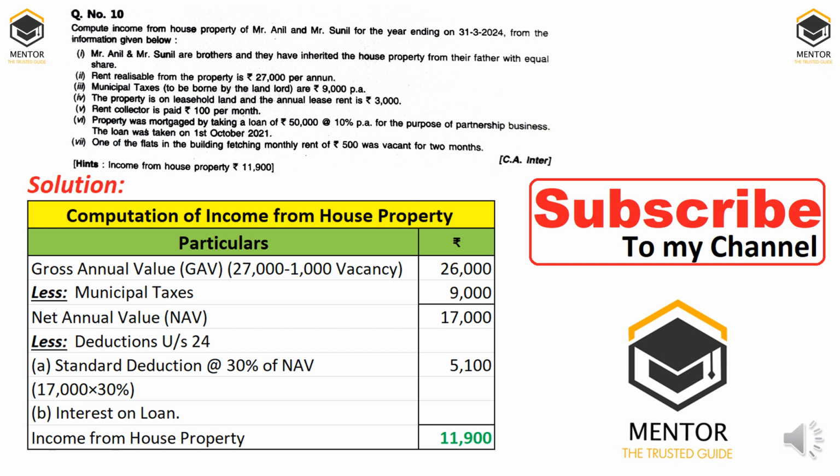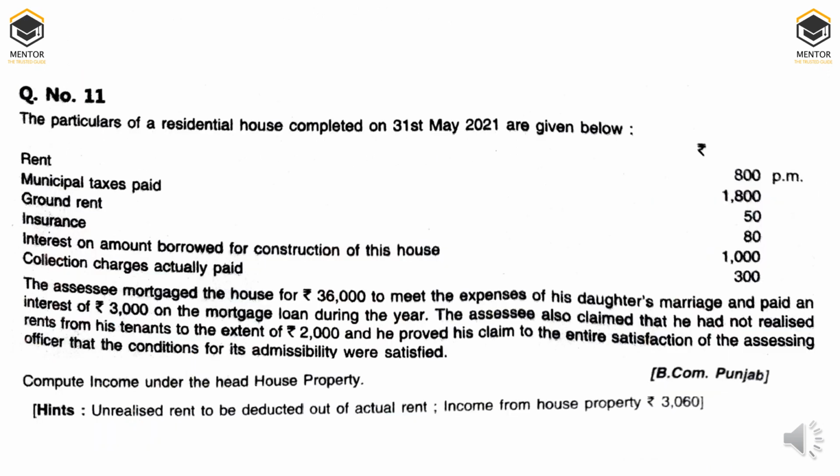We'll take up one more question. So if you take the 11th question, the particulars of a residential house completed on 31st May 2021 are given below. Rent is 800 per month, municipal taxes 1,800, ground rent we don't consider, insurance we don't consider. Interest on amount borrowed for construction of this house is allowed as deduction, that is 1,000. Collection charges we don't consider. The assessee mortgaged the house for 36,000 to meet the expenses of daughter's marriage and paid an interest of 3,000 on the mortgage loan. This will not be considered while calculating income from house property. The mortgage loan taken for the daughter's marriage is purely personal.